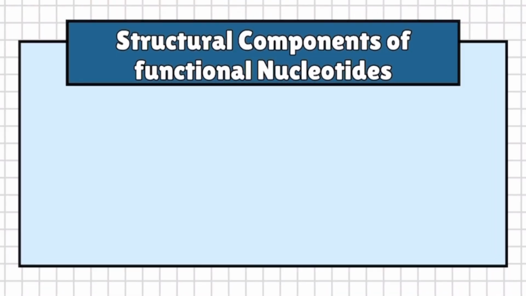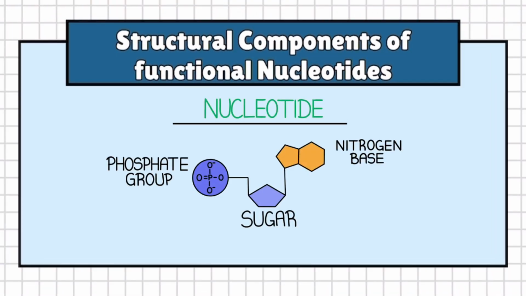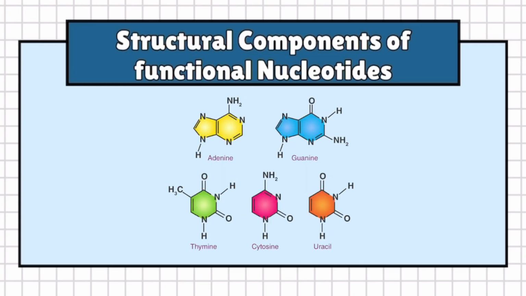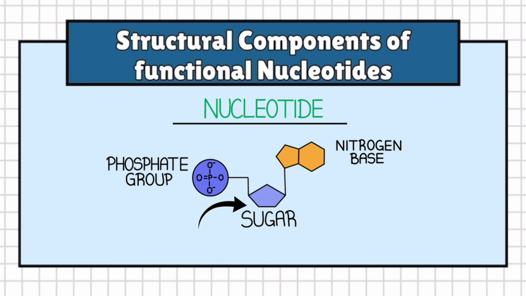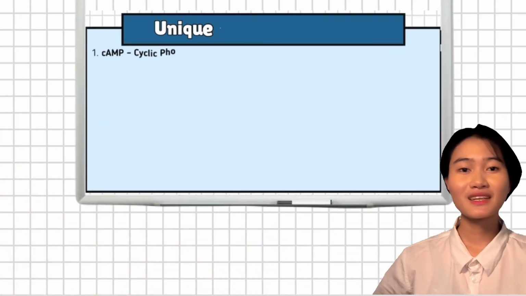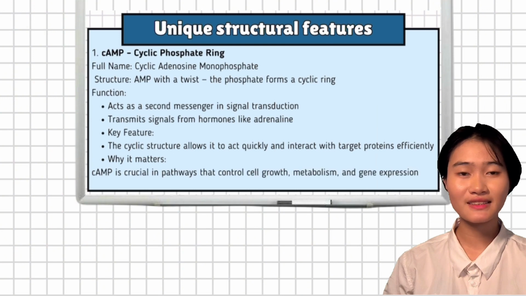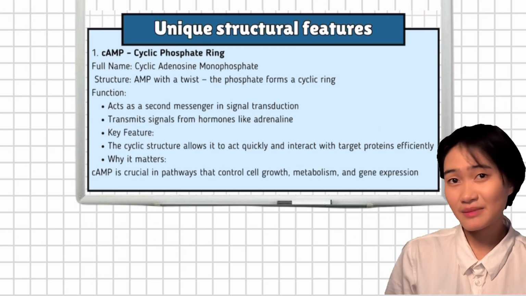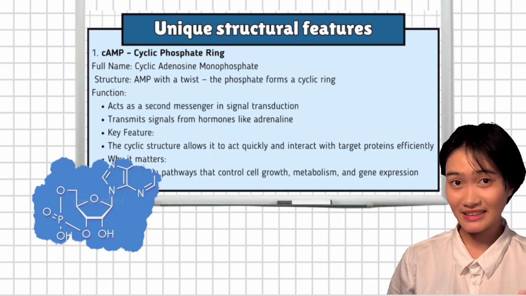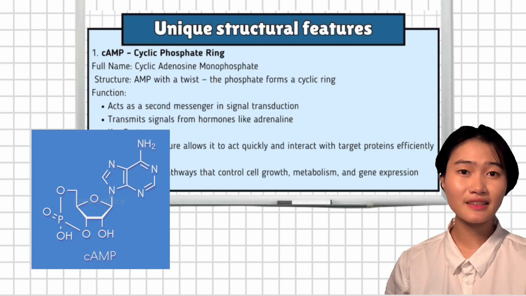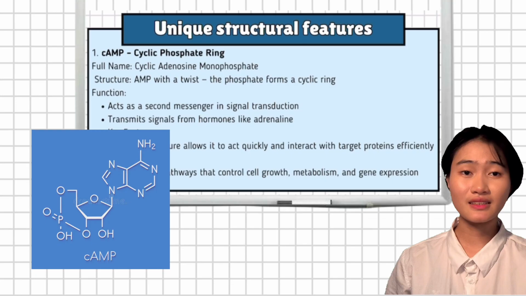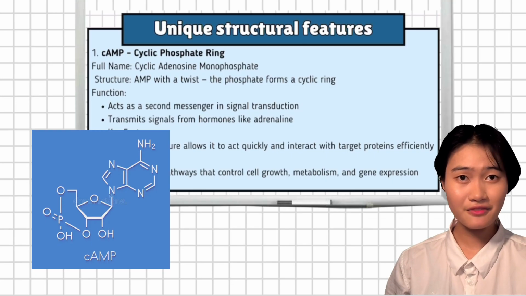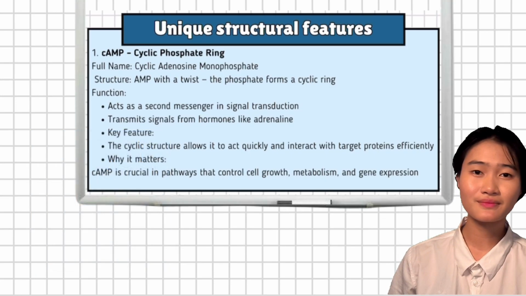So now, let's meet our main characters. All nucleotides have something in common. They're made of a nitrogenous base, a phosphate group, and a sugar, usually a ribose. But here's where things get spicy. Number 1. The cyclic adenosine monophosphate. It's basically AMP with a twist. Literally. The phosphate group is cyclically bonded, forming a ring. This twisty structure lets it act fast and fit into signaling roles.